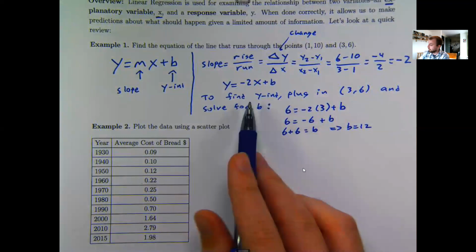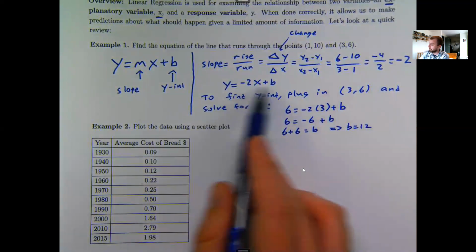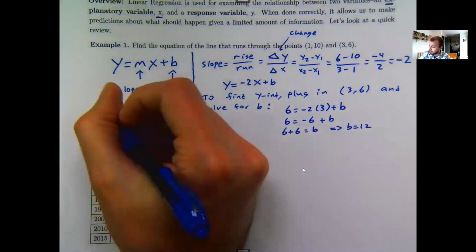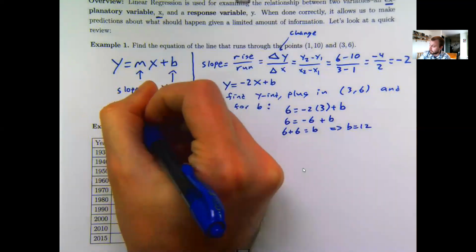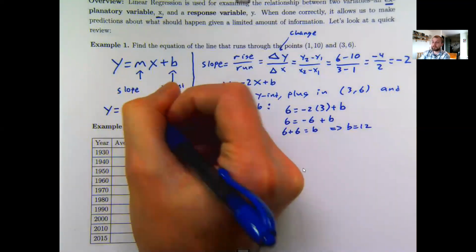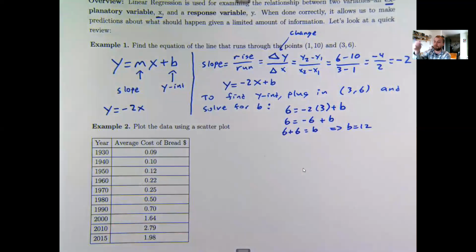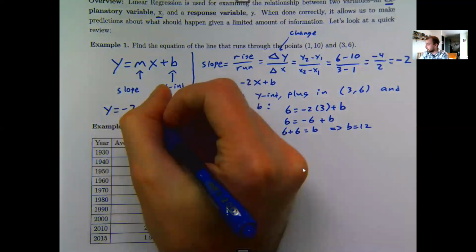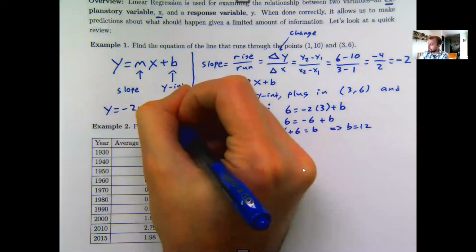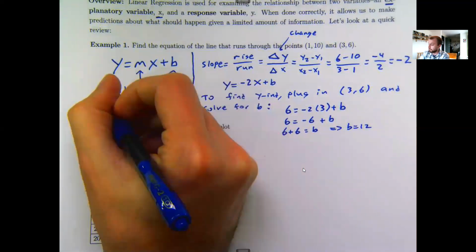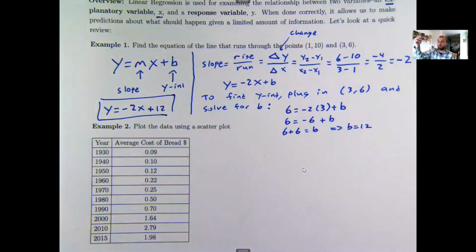So plugging in this b into my equation here for my y-intercept, this tells me that my line is y equals negative 2x plus 12. It has a negative slope, it's decreasing. So it would go down 2 and over 1. And the y-intercept is 12. So if I graphed this, it would start at the y-intercept of 12, and it would go down 2 and over 1 from that value.